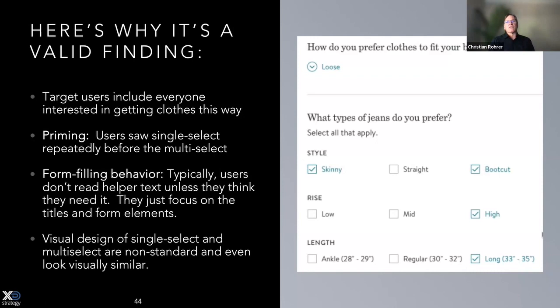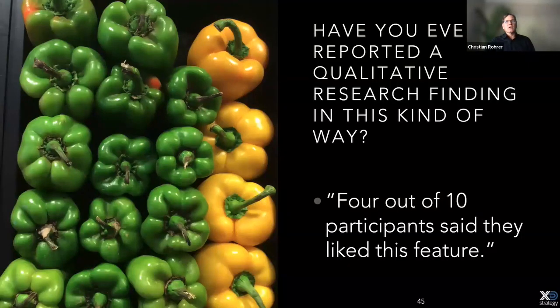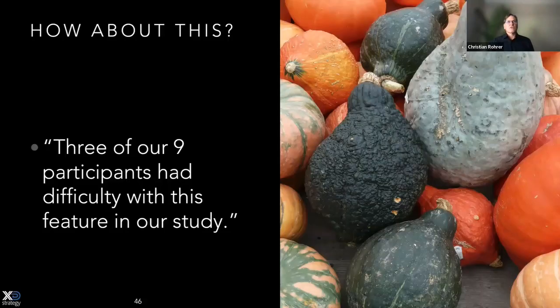What makes it a valid finding is not the numbers. It's the nature of the problem and the underlying UX design principles that you're seeing when you see people have a problem and understand that. Okay, let me ask you this. Have you ever done this? You're reporting your findings and say 4 out of 10 participants said they liked the feature. Or have you done this? 3 out of 9 had difficulty with this feature.